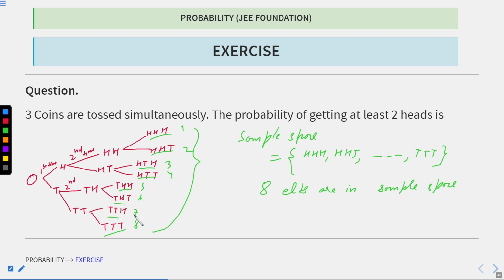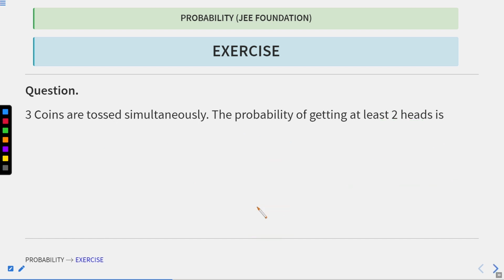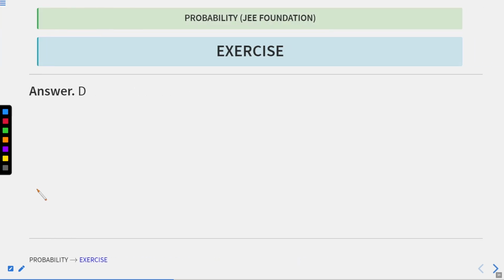Now, if we have to find out the probability of getting at least 2 heads, that is, the minimum number of heads I want is 2. So in this case I am getting, this case is also, 1, 2, 3, 4, just 4 cases. So the number of favorable outcomes is just 4, divided by the total number, which is 4 by 8, which is 1 by 2. So option D is my correct option. So yes, indeed.